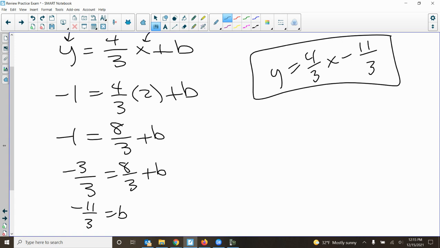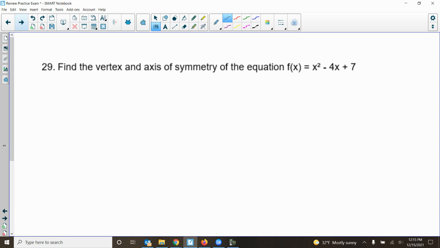29. And of course, this video will be posted if you need to see those things again. Vertex and axis of symmetry. Here we have to complete the square, but remember it's all on one side. So we're going to do all of our work on the right-hand side. So we're going to say f of x equals x squared minus 4x. I'm going to leave a gap and then say plus 7. How do I fill in that gap? Cut in half and square, right? So -4 cut in half is -2, squared is 4. So I'm going to add a 4 here.